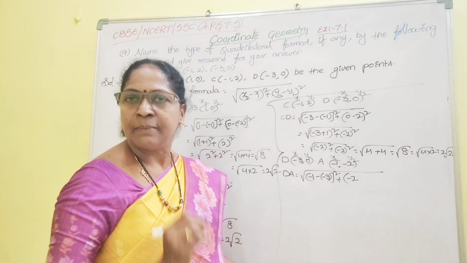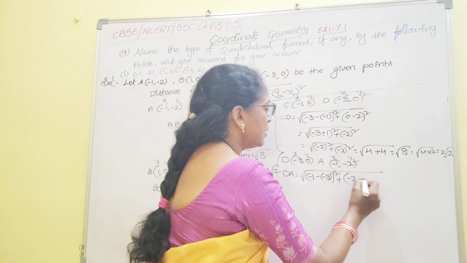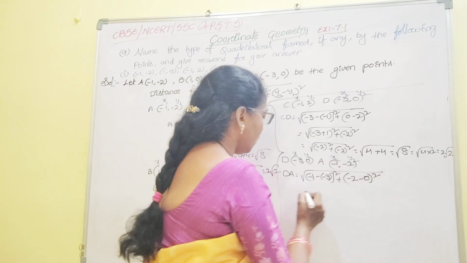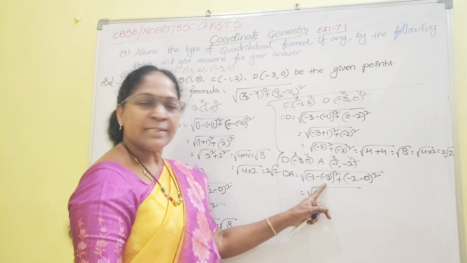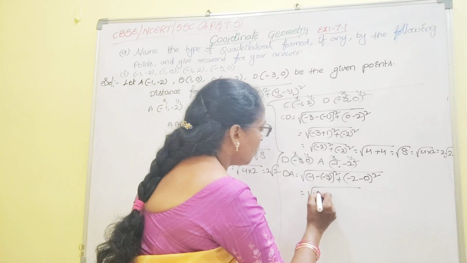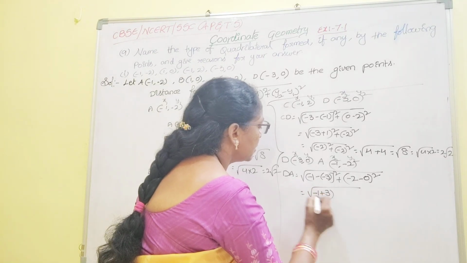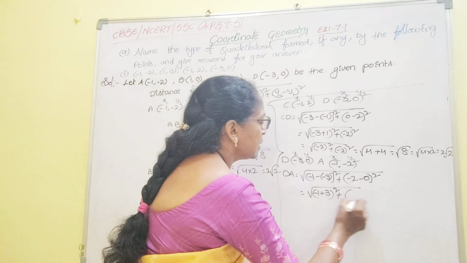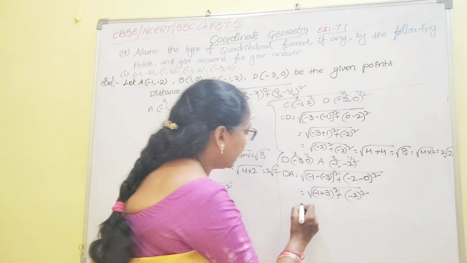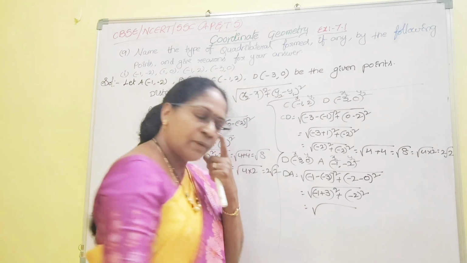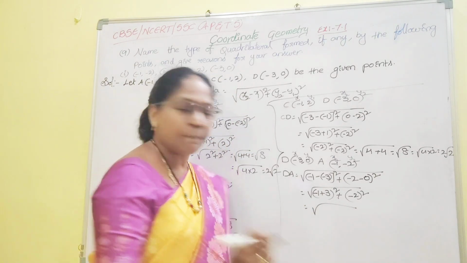y2 value is minus 2 and y1 value is 0. Minus 2 minus 0 whole square. Square root of minus 1, where minus into minus is plus. So minus 1 plus 3 whole square plus minus 2 whole square. That equals minus 1 plus 3. That equals how much? Plus 2.